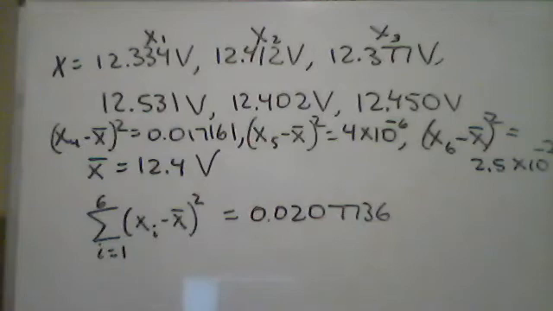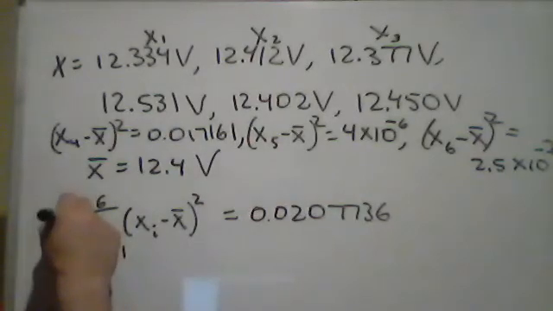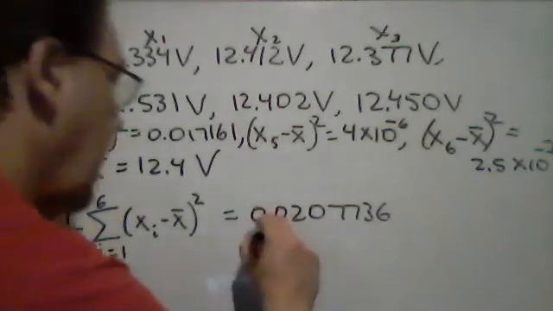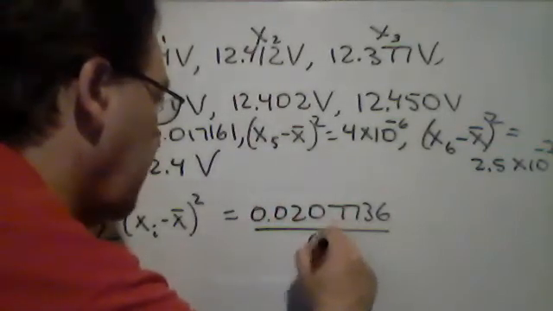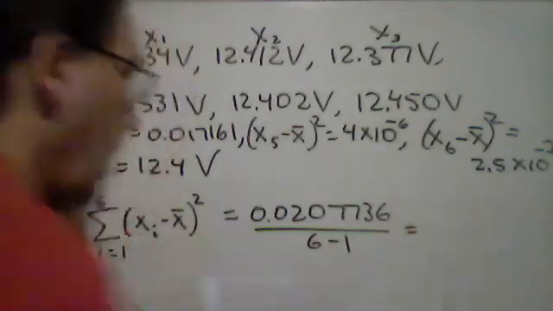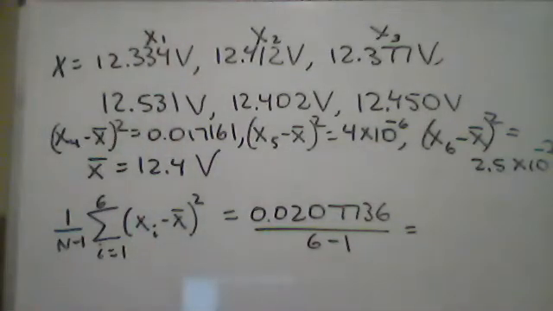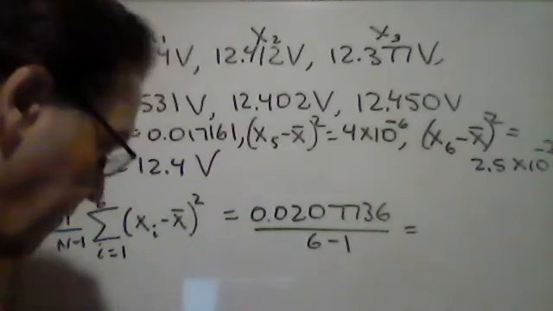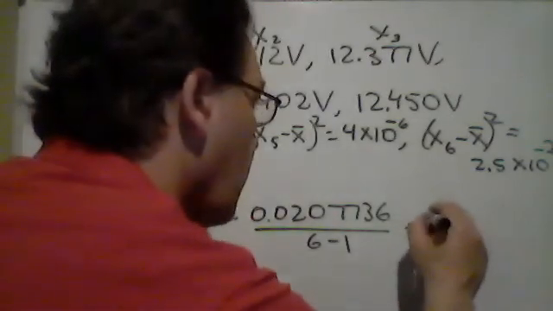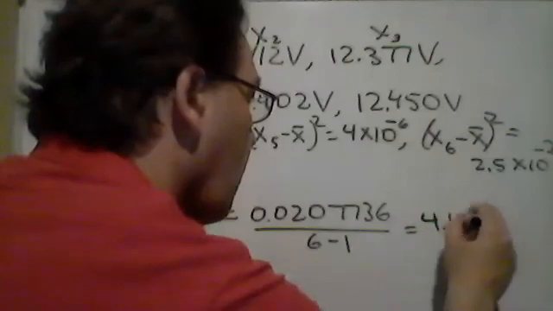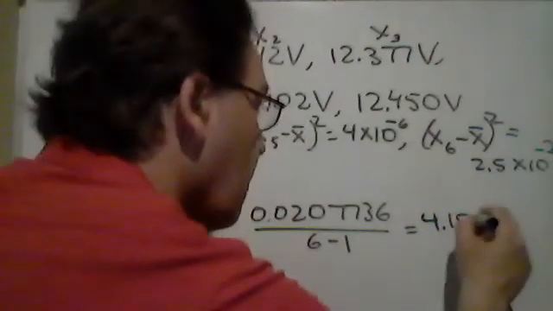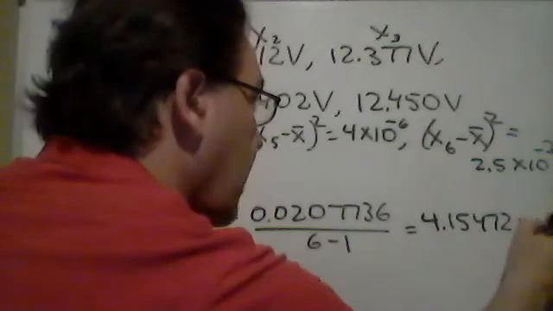Well, what's the formula telling me to do now? Well, I'm going to multiply by 1 over n minus 1. That means I want to divide this value by 5, or 6 minus 1, which is 5. I divide by 5. In the formula, I get 4.15472 times 10 to the negative 3.